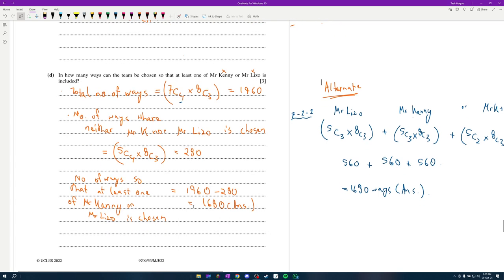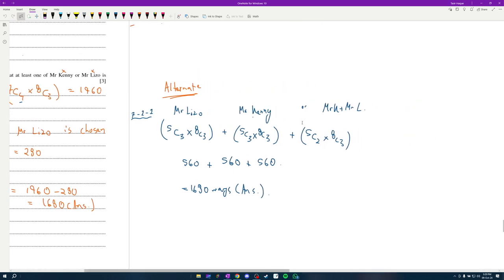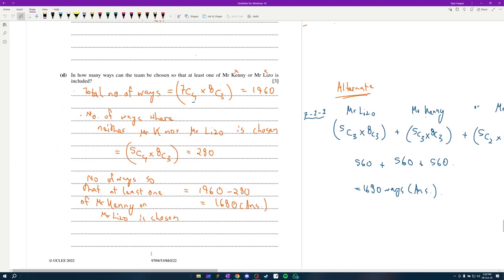That's 280. Now, if you subtract 280 from 1960, you're going to get the number of ways where you have at least one of Mr. Kenny or Mr. Lizzo, or both of them, basically, yeah? Or the alternate way, which is much more complicated, adding 3 scenarios individually. So I don't prefer that, honestly.